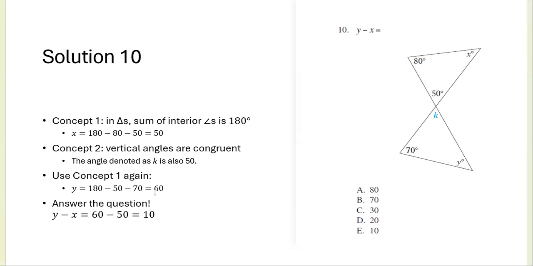Okay. We got to answer the question. Don't fall for any traps. Y minus x is 60 minus 50. That is 10. Choice E. We're lucky that there's no 50 and there's no 60 as choices. So if you weren't paying attention, you would have lucked out.